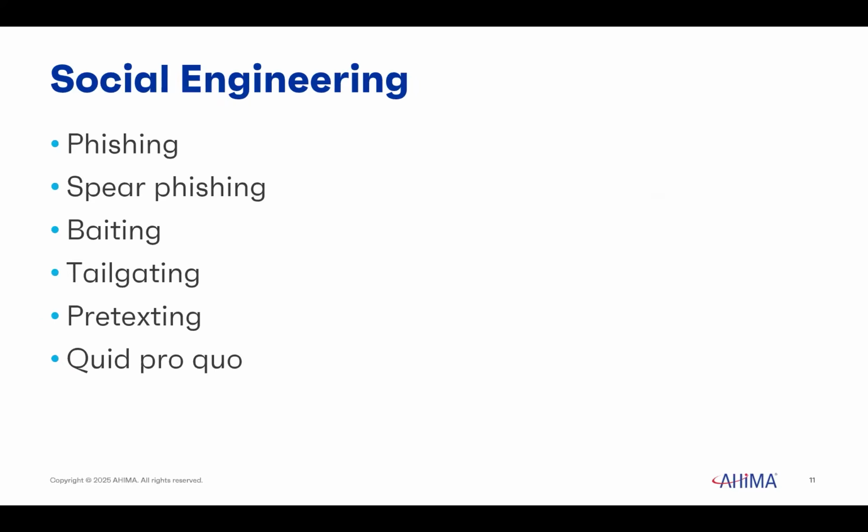Other threats we get into are such things as phishing, spear phishing, baiting, tailgating, pretexting, and then, of course, quid pro quo, in other words, this for that. Let's focus on the first four. Phishing is basically fishing, except you're fishing for information.